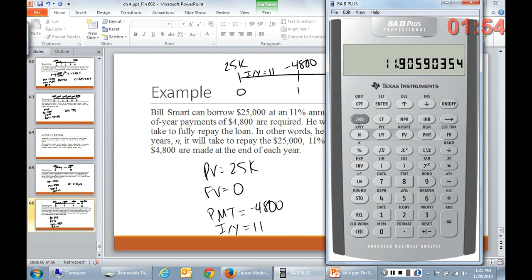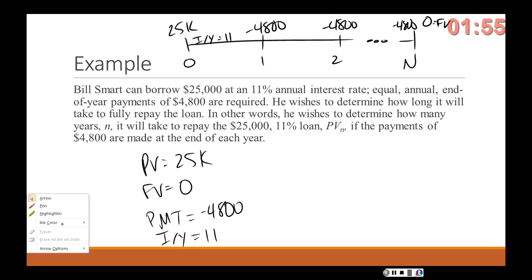So clear your time value of money. 25,000 for the present value. Future value is 0. Payment is a negative 4,800. The interest rate is 11. So compute N, and you get 8.15 years. So that's it for this chapter.